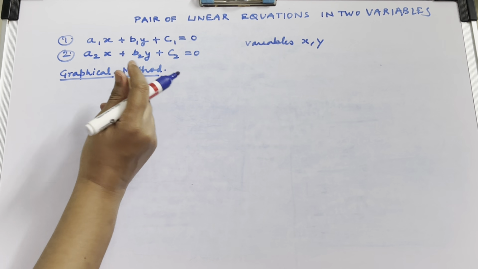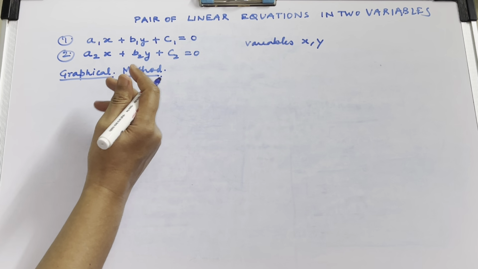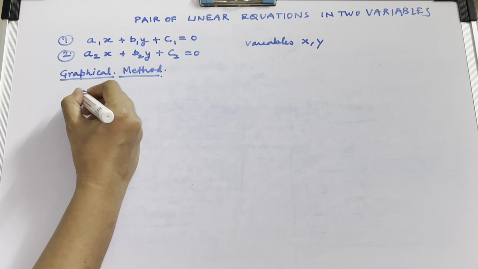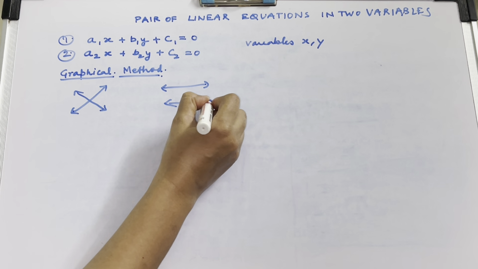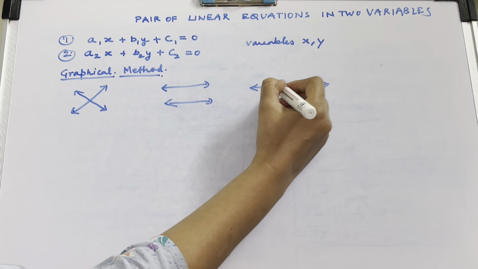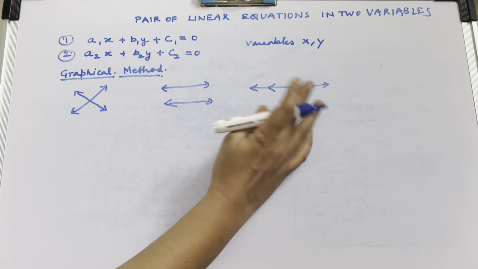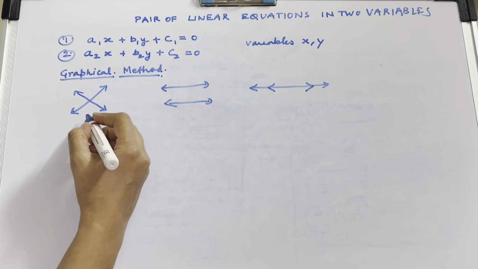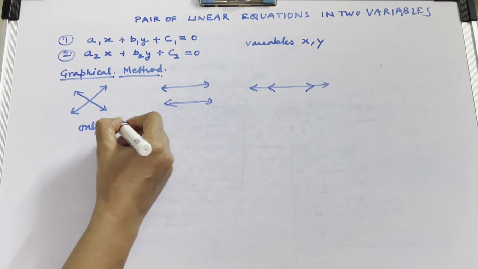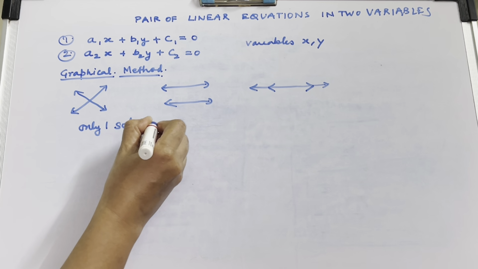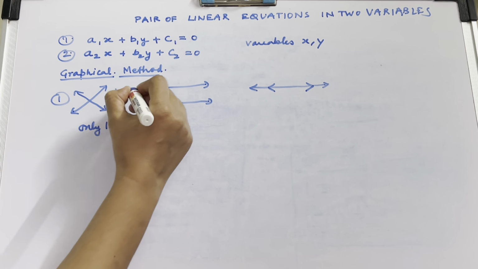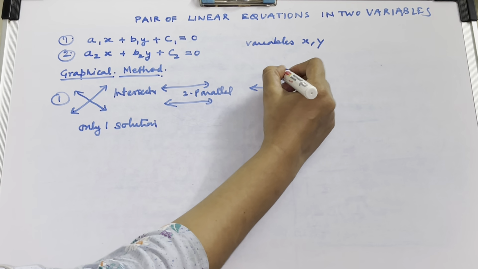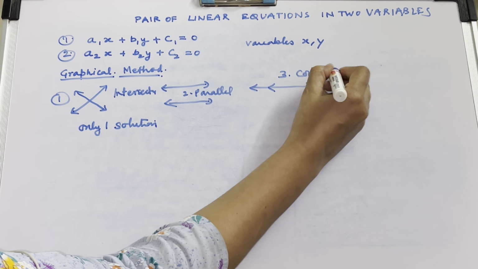Now, if we have to represent two lines graphically, they can be represented in three ways. Either they can be intersecting, or they can be parallel, or they can be coincident, that is lying one above the other. If it is intersecting, there will be only one solution. The first case is intersecting, second is parallel, and the third one is coincident.